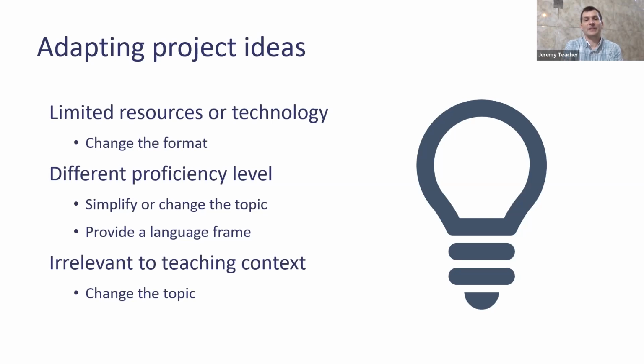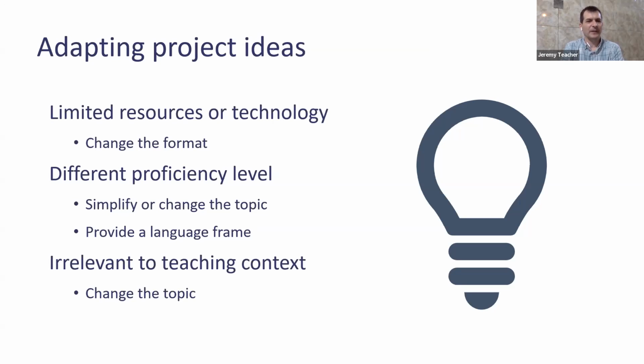If your students are at a different proficiency level than the particular project usually works with, then you might simplify or change the topic. So for example, with the news report project, advanced students could analyze the causes and effects of a community issue. Intermediate students might just describe the community issue. And if you have beginning students, perhaps they could just change the topic to something simpler, like Kate said earlier, reporting on classmates' weekend activities. Another way you can do this is to provide a language frame, and we'll look at an example in just a moment.